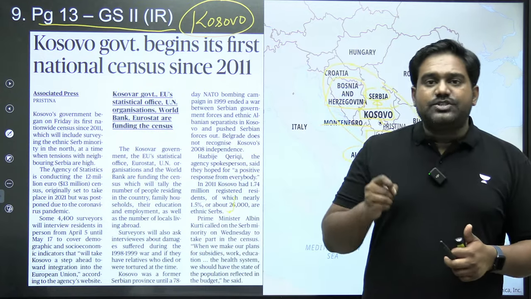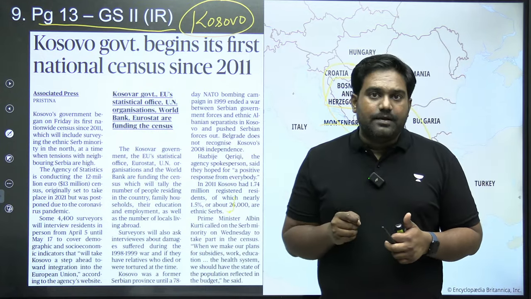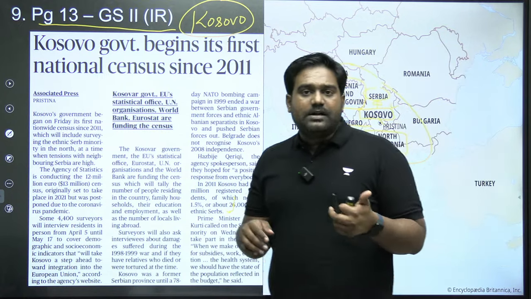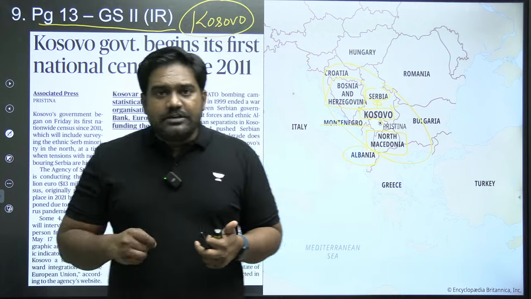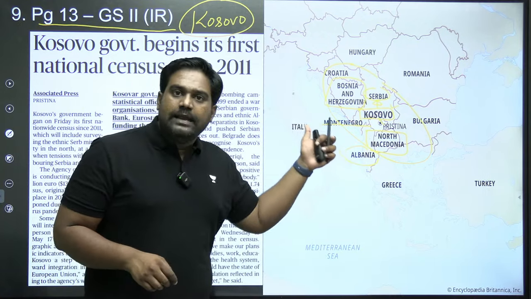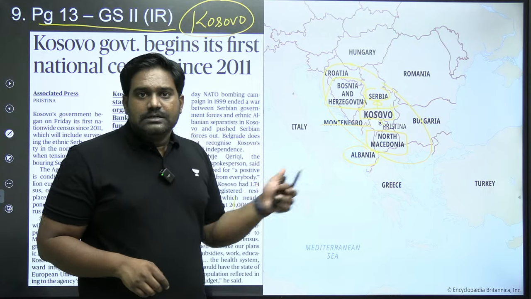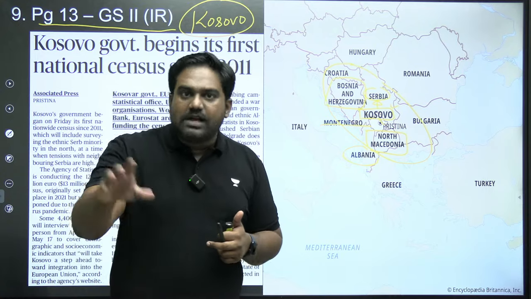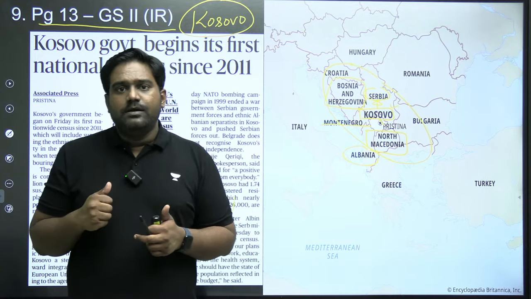But this claim is not recognized by every country. So Kosovo is not a UN member yet. It's not an independent country as such. But some countries recognize Kosovo's independence and it is striving for international recognition. Serbia rejects the independence of Kosovo. Obviously, it's a breakaway region which has broken away from Serbia.